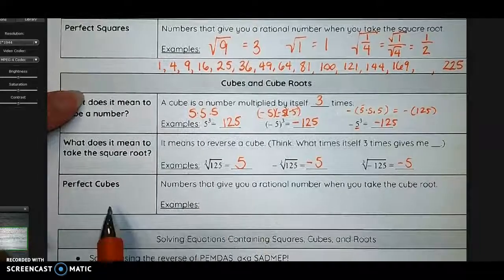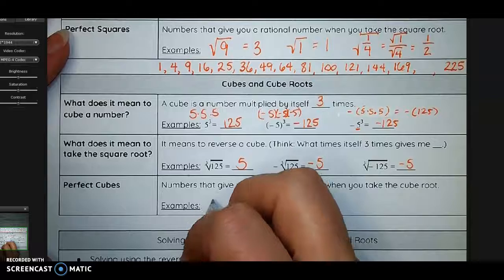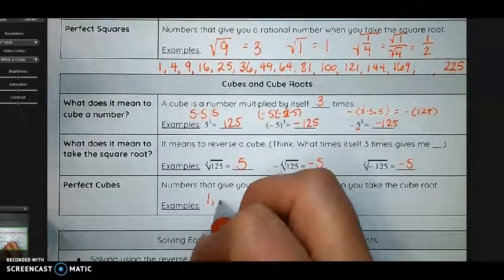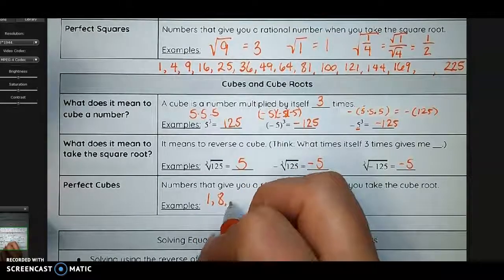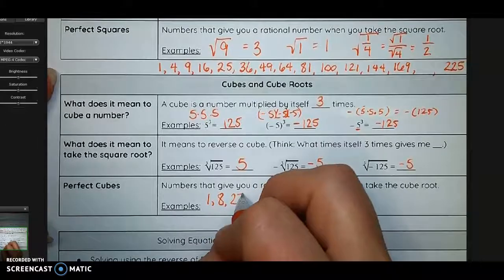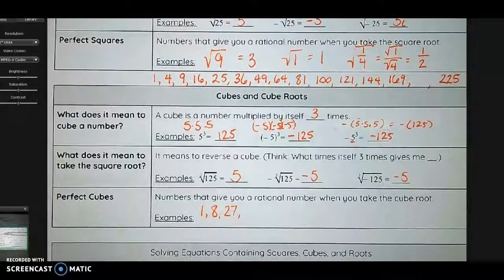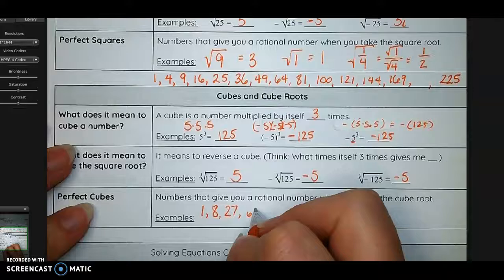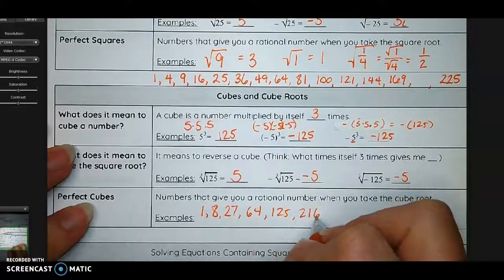So numbers that give you a rational number when you take the cube root are called perfect cubes. And so examples of those, like what we saw above: 1 times 1 times 1 is 1. 2 times 2 times 2 is 8. 3 times 3 times 3 becomes 27. So you can see these grow a lot more quickly than the others. Alrighty, so the next one would be 4 times 4 times 4, which would be 64. 5 times 5 times 5, 6 times 6 times 6.